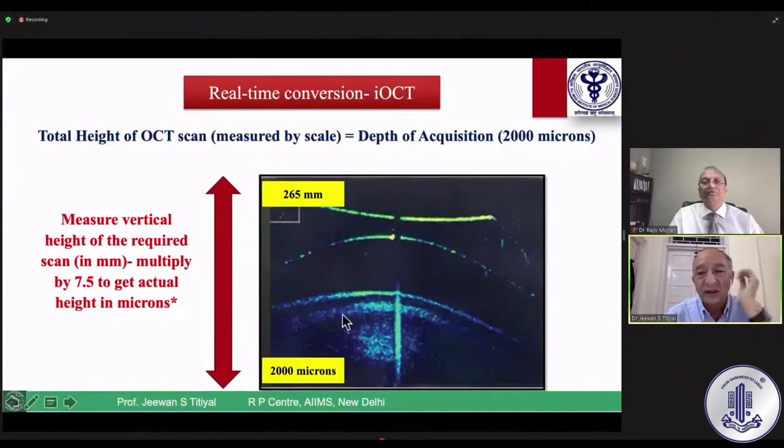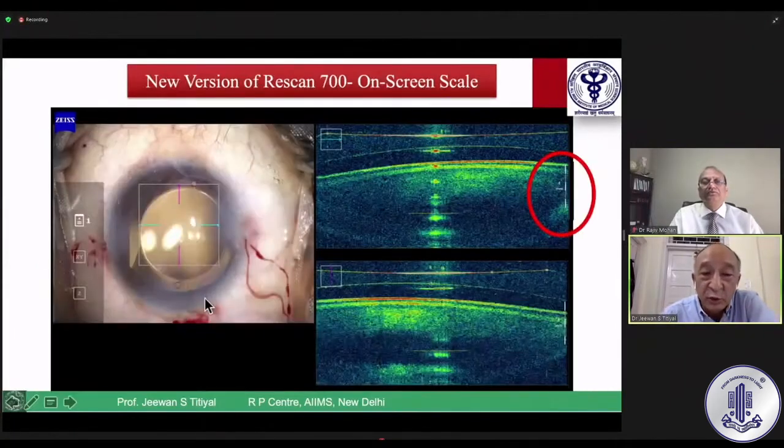With the new high definition Rescan 700, it now has a device to measure which has 5 segments of 1 millimeter each. If you take this, you can actually measure the height or thickness of the cornea, which we normally use nowadays for all corneal procedures. We can measure the thickness appropriately.